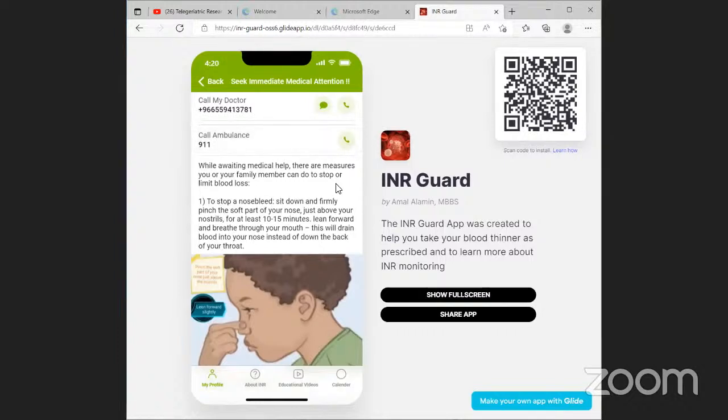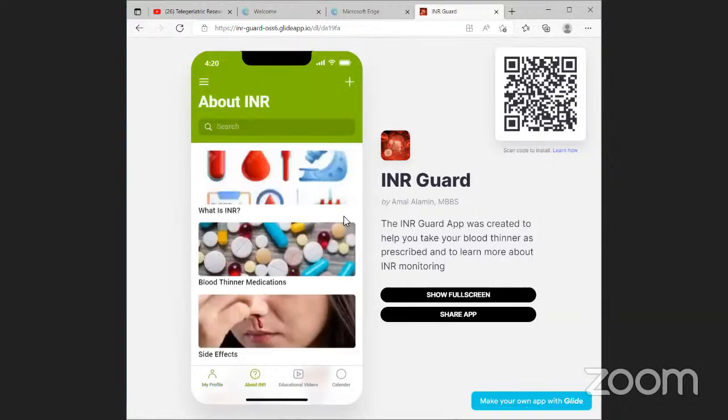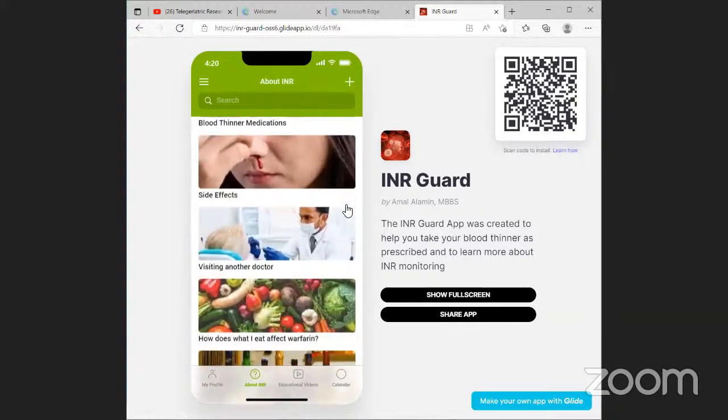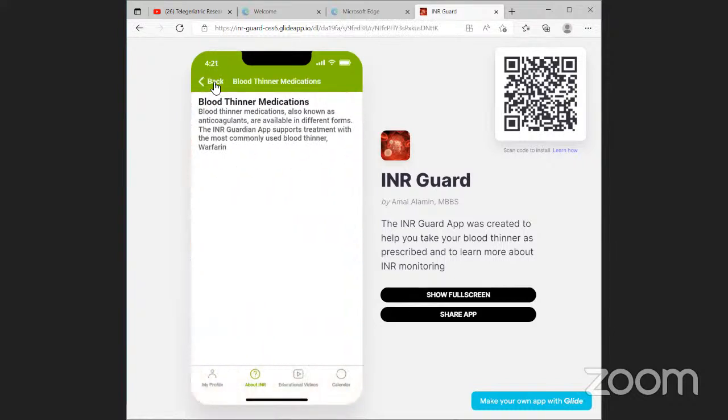While the patient is awaiting medical help, there are some measures he can take in case of nosebleed or a bleeding cut wound. You can scroll down, Dr. Nadir, so they can see the rest of the screen. Yes, thank you. So some instructions just in case medical help is going to be late. And then at the bottom of the screen, there is the About INR section. I added the most common questions asked by patients, like what is INR and blood thinner medications, and I described them in a very simple way that the patient can understand.